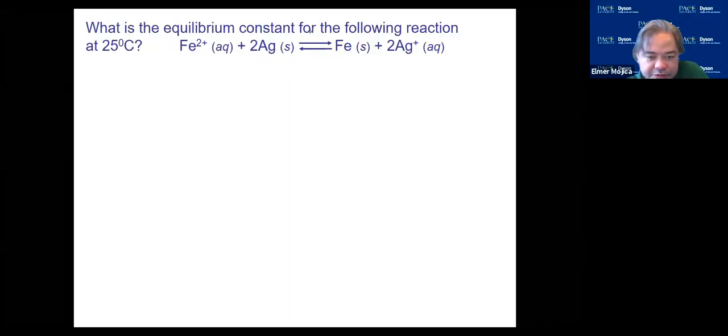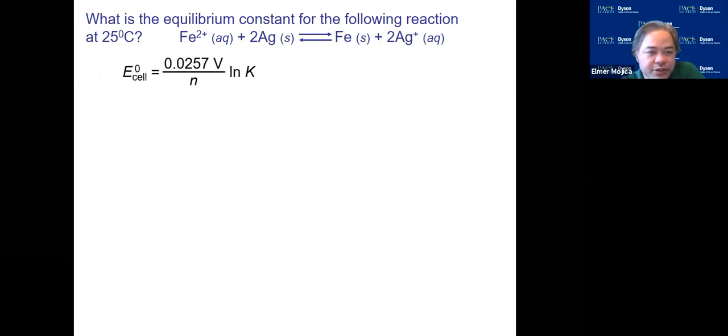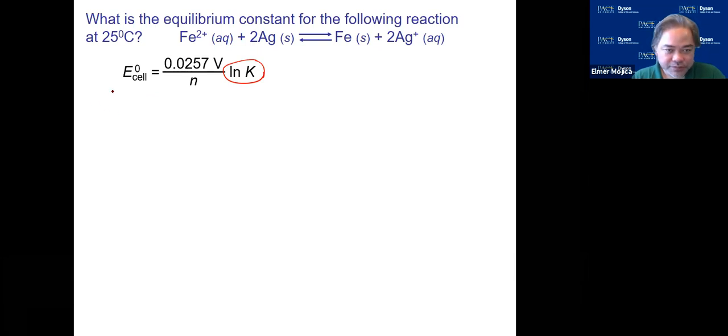Okay, so let's continue. You're asked here, what is the equilibrium constant for the following reaction? Ideally, this is how you're going to get this. You need to get the cell potential first, and then from that, you're going to get the ln K. So for the cell potential, you need to know the reduction potential of Fe2+ going to Fe and Ag+ going to Ag. So we need to get this.